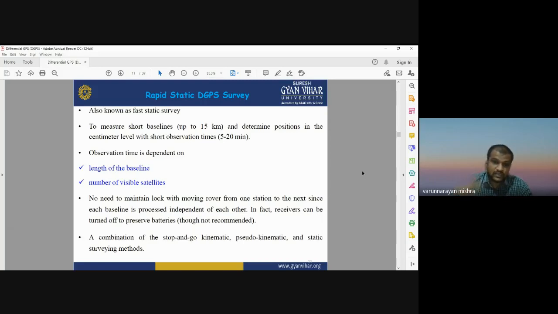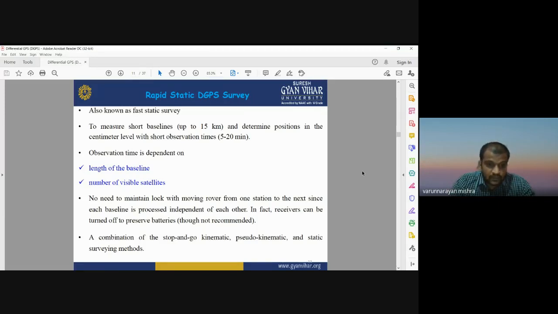In this rapid static DGPS survey, there is no need to maintain the lock with the moving rover from one station to the next, since each baseline is processed independently. In fact, in a DGPS static survey, the receiver can be turned off to preserve the batteries. It is not recommended, but if you want to preserve battery life, you can switch off your receivers for a shorter period of time.